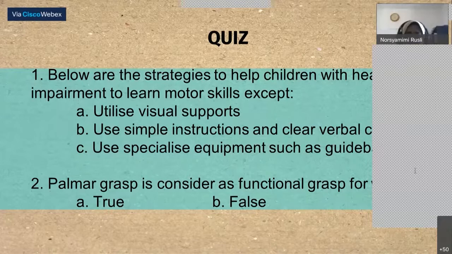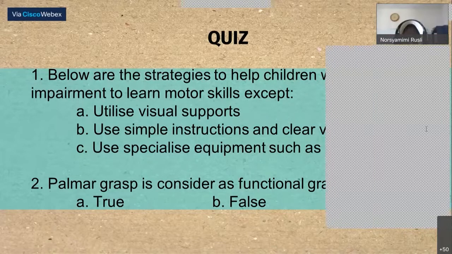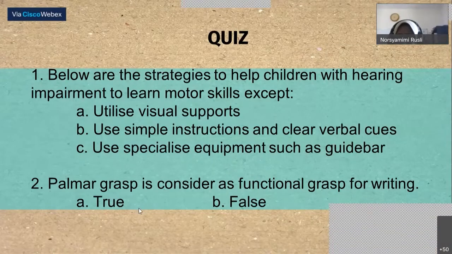Good morning, ma'am. I'm so sorry, but I have a problem with my internet connection. It's okay, I also have problems with the internet here. Someone said they can hear but miss some of the pictures. Okay, go on to question number 2.